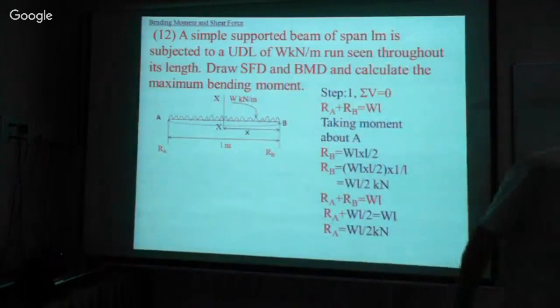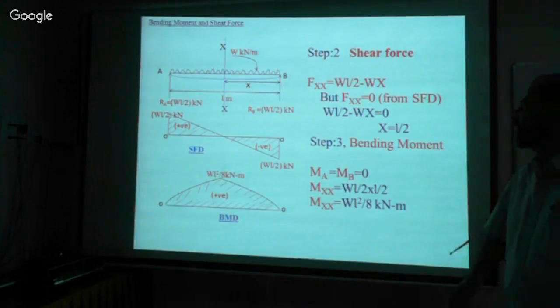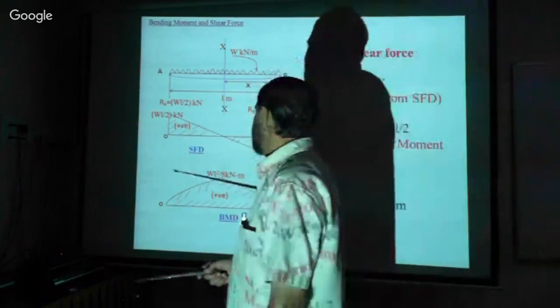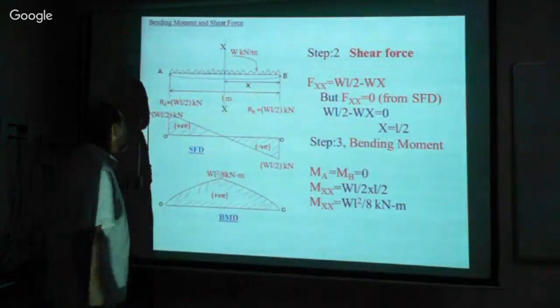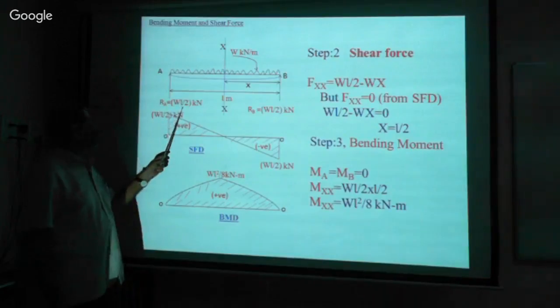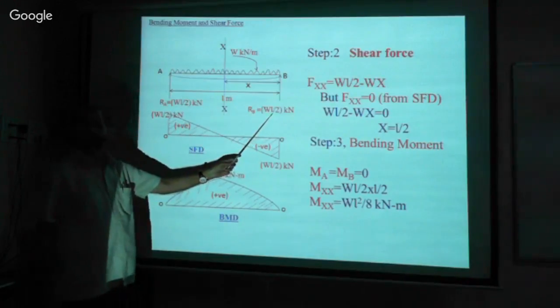After calculating the reactions, now let us plot the shear force diagram. How to plot the shear force diagram? Again, RA is equal to WL by 2 kilonewton, and RB is equal to WL by 2 kilonewton.